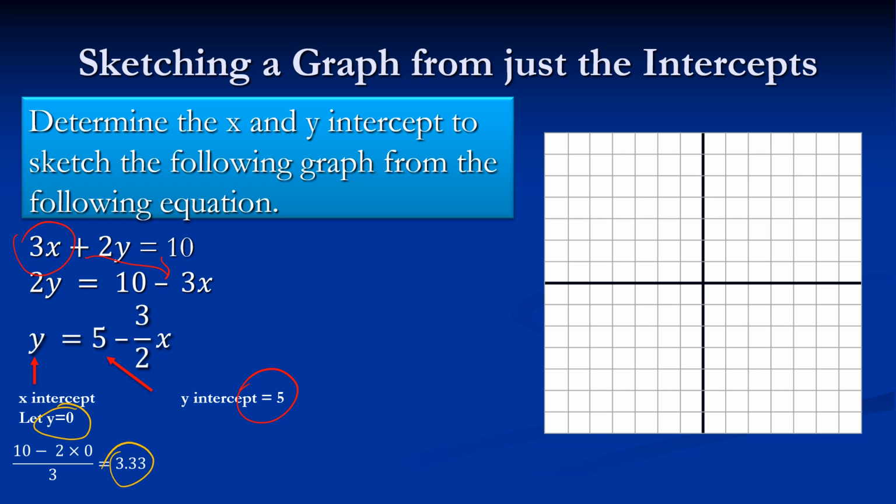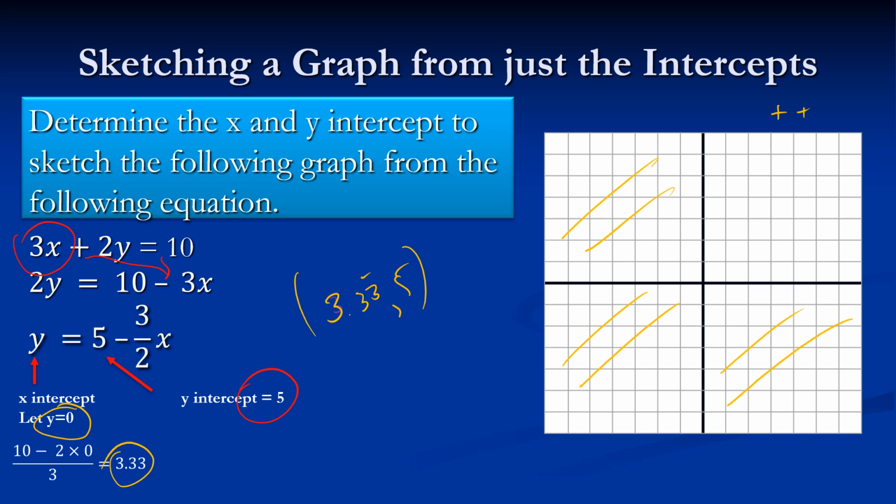We want to construct a linear graph, and we've got our x coordinates. So we've got 3.33 recurring for our x value, and our y value is 5. So we want to construct a graph, and you'll notice that we're in quadrant 1, the positive, so we're over here. We're not worrying about any of these.